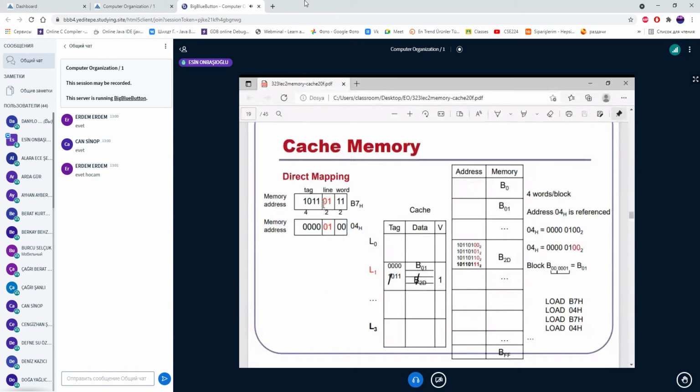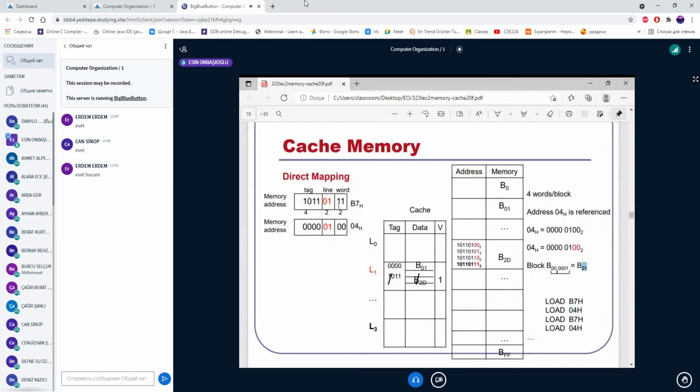Now, as you see, the two words, V7 and 04, are both mapped to the same cache line 01. So in this load instruction, let me see the block number. This is V7 in block 2D from the previous example, and address 04 is in block 01.